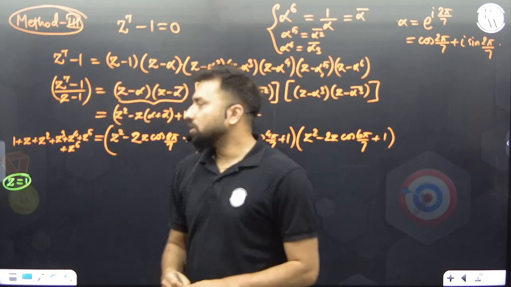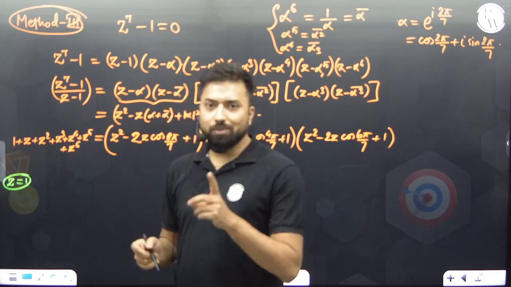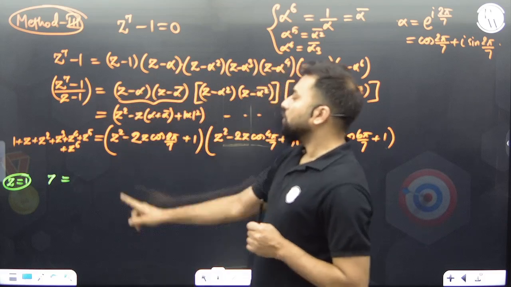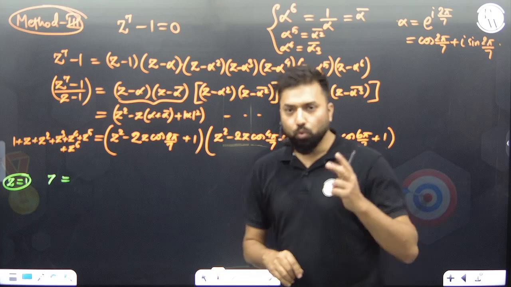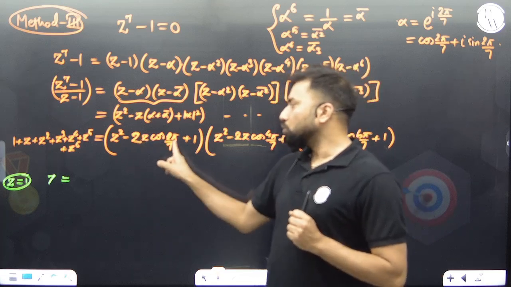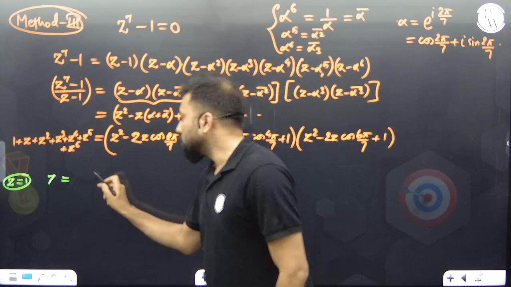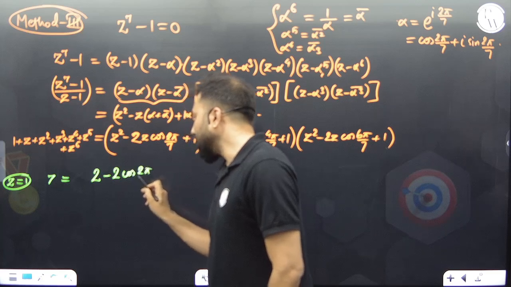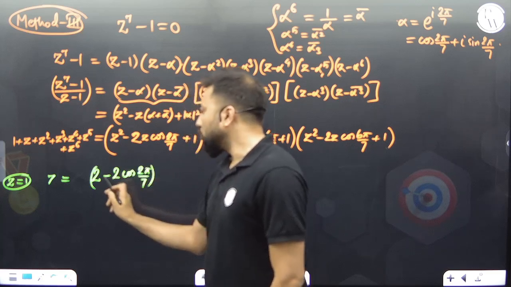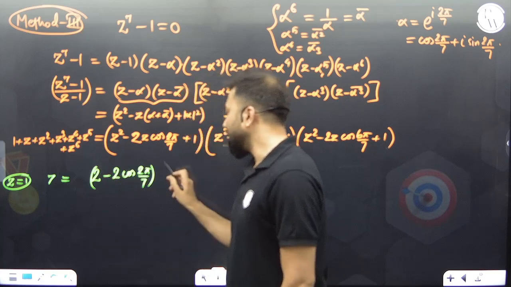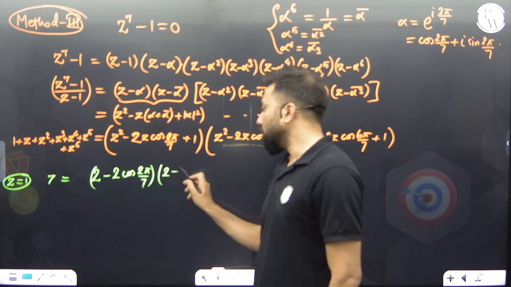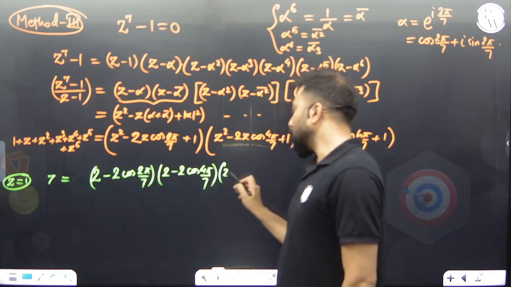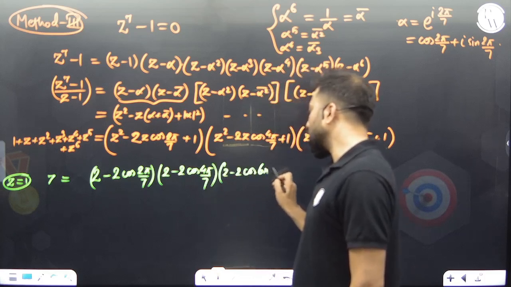Put z equals 1. On the left hand side there are 7 terms, so this will become 7. On the right hand side, putting z equals 1, you will get 1 plus 1, so 2 minus 2 times cos 2 pi by 7. Similarly the second term will become 2 minus 2 cos 4 pi by 7, and the third term will be 2 minus 2 cos of 6 pi by 7.